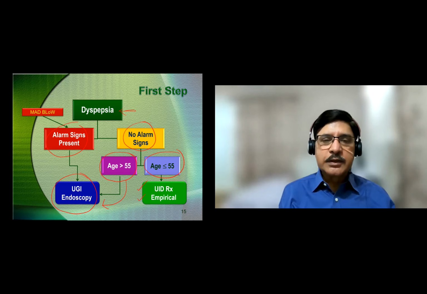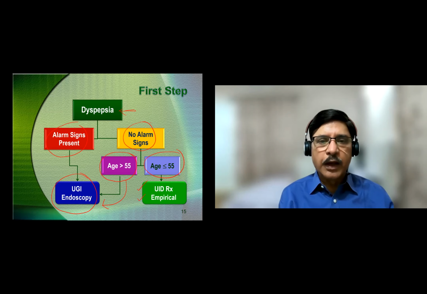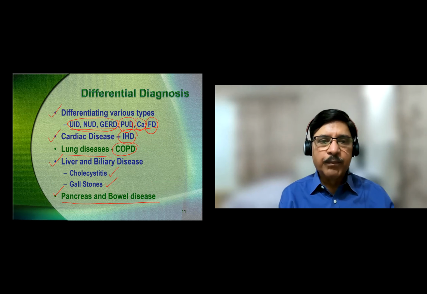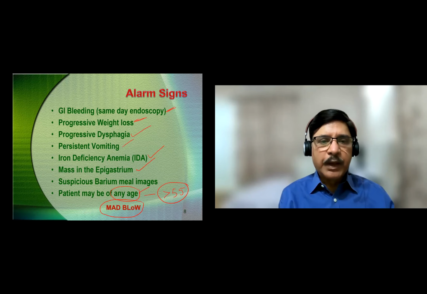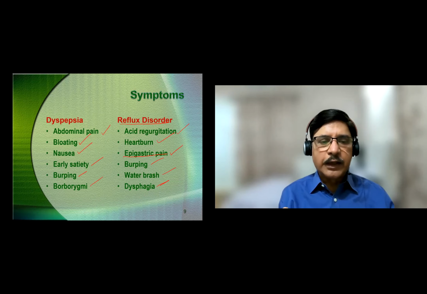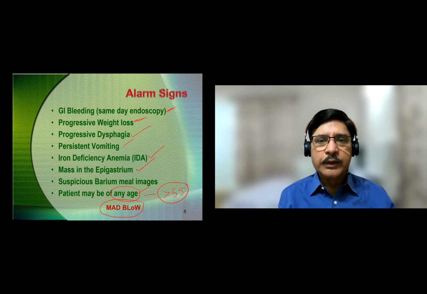What did you understand? The patient comes with upper abdominal symptoms of dyspepsia. What are the symptoms of dyspepsia? Again, I have to show you that slide. Abdominal pain, bloating, nausea, early satiety, burping, borborygmi, acid regurgitation, heartburn, epigastric pain, water brash. How long? At least 4 weeks. And pain related to food. Okay? If these are there, we are dealing with a case of dyspepsia.